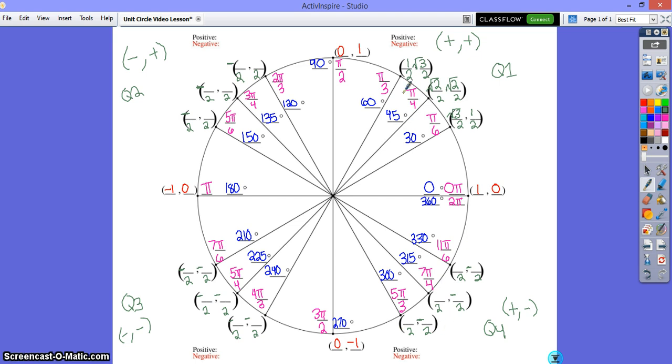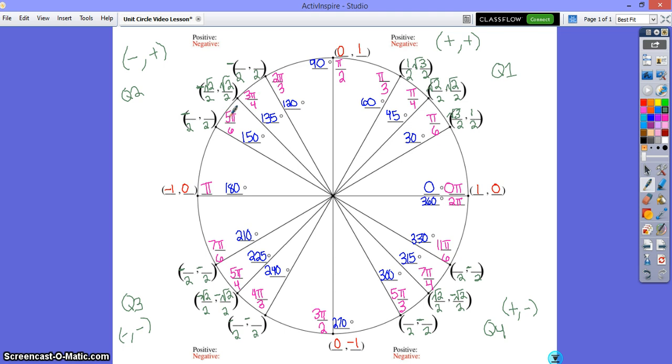So every multiple of pi over 4, except for the 90 degrees, which we already have, is going to be square root of 2 over 2, comma square root of 2 over 2. So right here, 3 pi over 4, we've got square root of 2 over 2. Again, x is negative, and y is also square root of 2 over 2. Same thing here with 5 pi over 4, negative square root of 2 over 2, and negative square root of 2 over 2. And then finally, 7 pi over 4 is square root of 2 over 2, and then negative square root of 2 over 2. So again, if you know this one value, then you know all the pi over 4s in the other 3 quadrants.